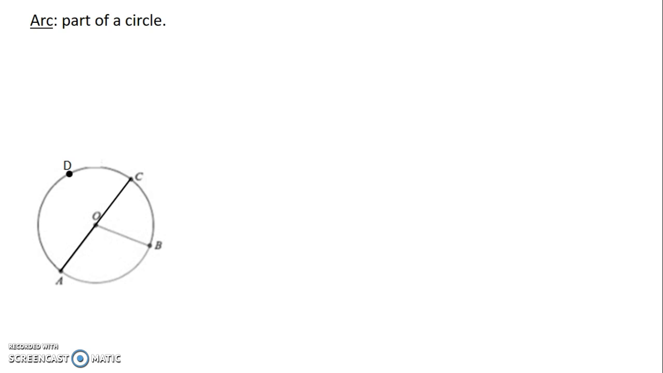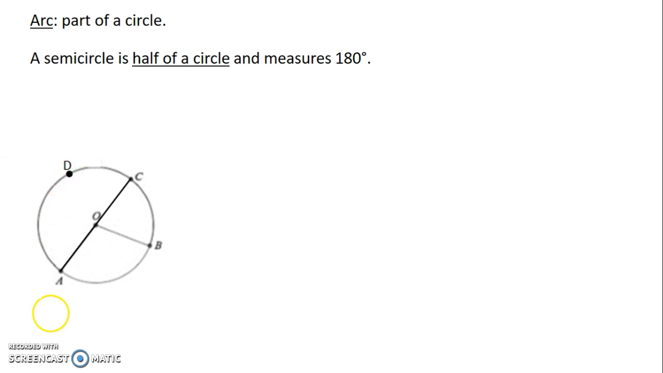Next vocab word is an arc. Arc meaning part of a circle. So if you were drawing a circle but you stopped before you got all the way around, you've drawn an arc. So it's just part of the outside of the circle. If you were drawing a circle and you only drew half of it, half of a circle is considered a semicircle. And since a full circle is 360, half of a circle, a semicircle, is 180 degrees.